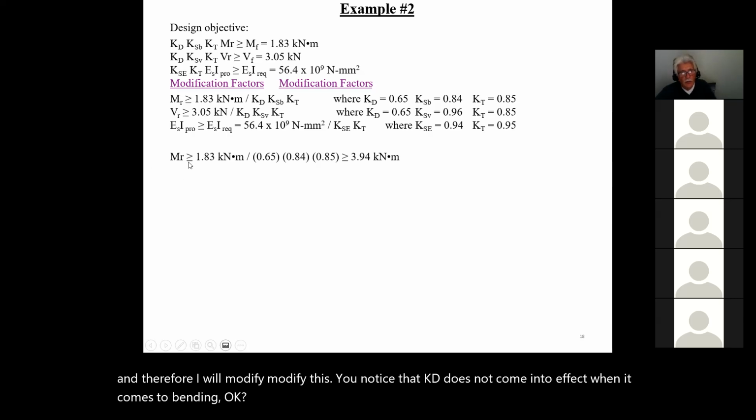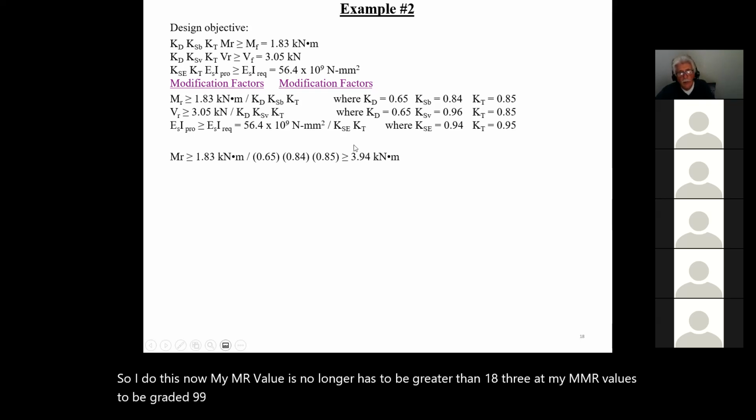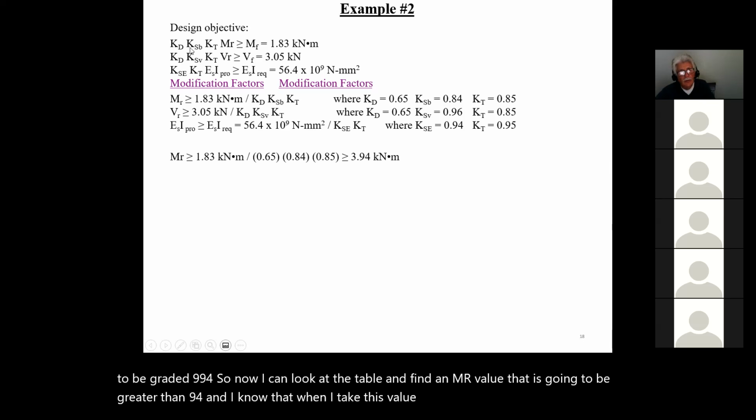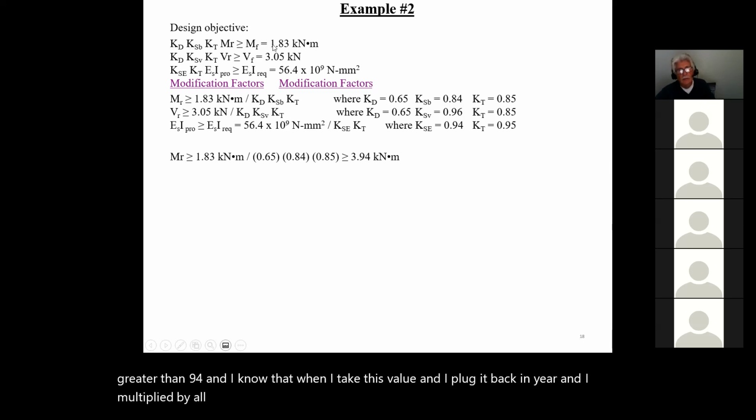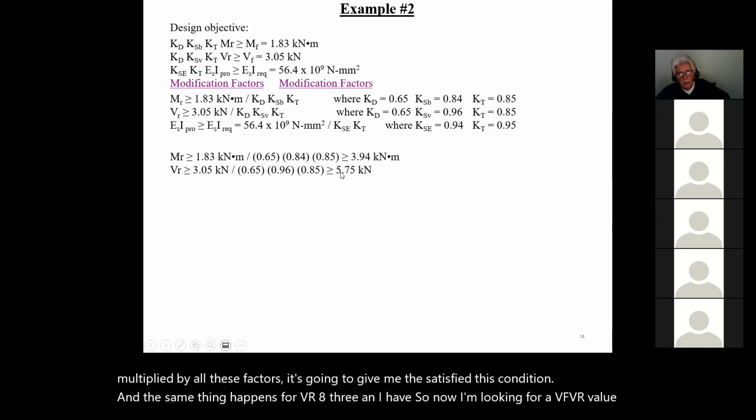Now, so I do this. Now my MR value no longer has to be greater than 1.83. My MR value has to be greater than 9.94. So now I can look at the table and find an MR value that's going to be greater than 9.94. And I know that when I take this value and plug it back in here and multiply by all these factors, it's going to satisfy this condition. The same thing happens for VR, 0.83. So now I'm looking for a VR value that's at least 5.75 in the table.